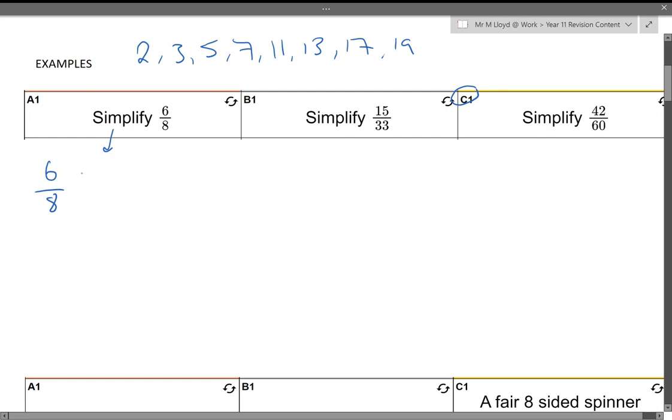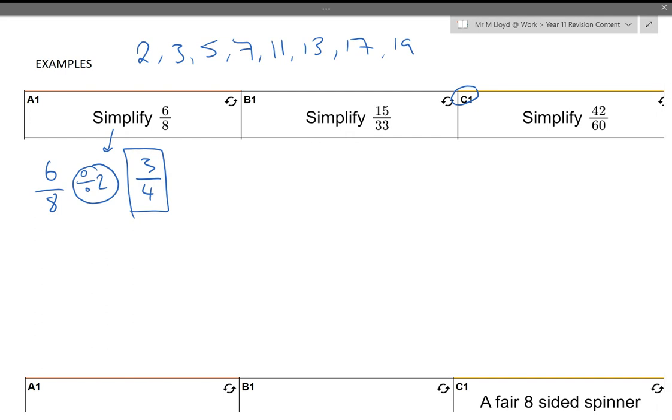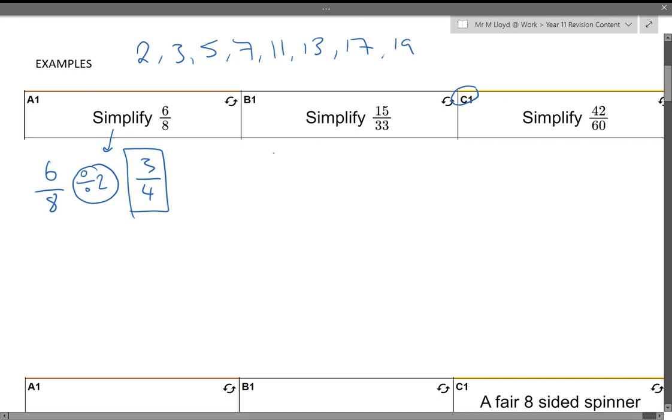So our first one, we've got a 6 and an 8. We can divide both of those by 2. 6 divided by 2 is 3, and 8 divided by 2 is 4. And that's our final answer. We can't divide 3 or 4 by anything else. B1, so 15 and 33. These are not even numbers, so we can't divide them by 2, but we can divide 15 and 33 by 3. So 15 divided by 3 is 5, and 33 divided by 3 is 11.